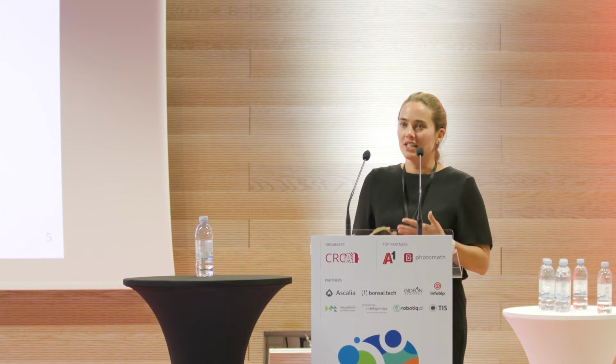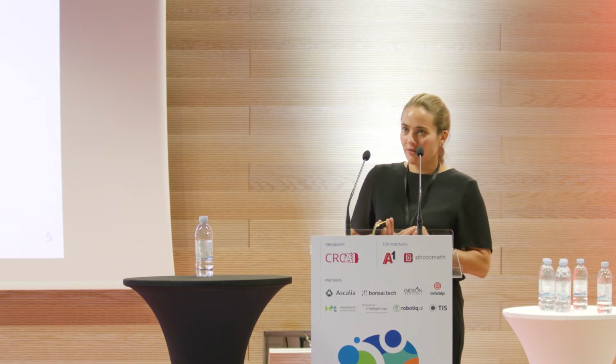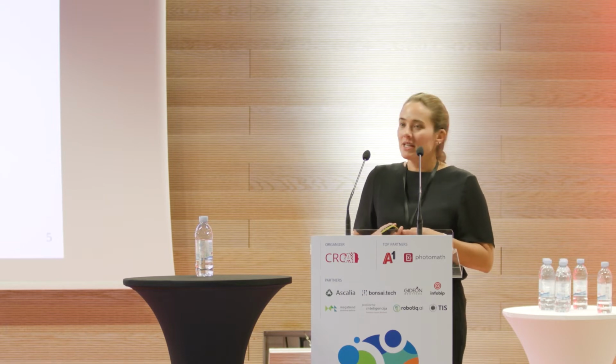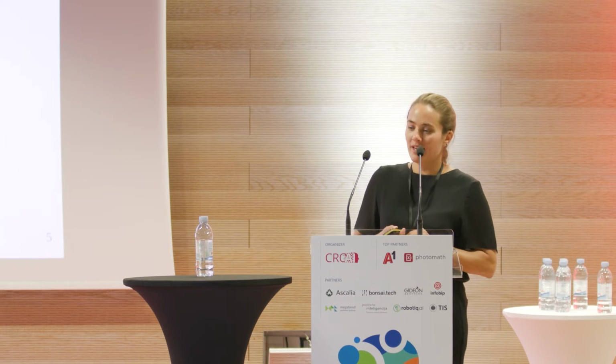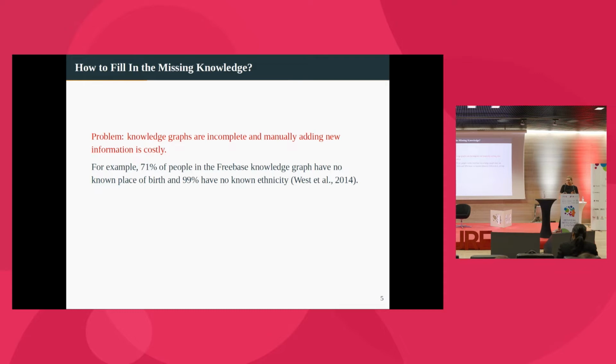Just to give you an idea of how incomplete these knowledge graphs are, the Freebase knowledge graph, which is one of the earliest ones from which Google's knowledge graph was partially created: in Freebase, essentially 71% of the people have no known place of birth, and like 99% have no known ethnicity. So you can see that this is actually a big problem, which is why we need to develop methods that are capable of automatically inferring missing facts, which is also known as link prediction or knowledge graph completion.